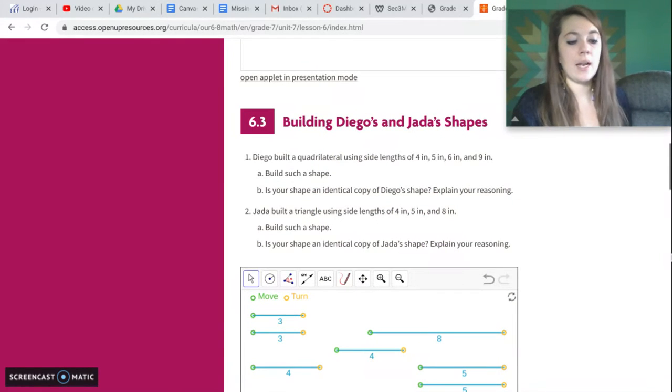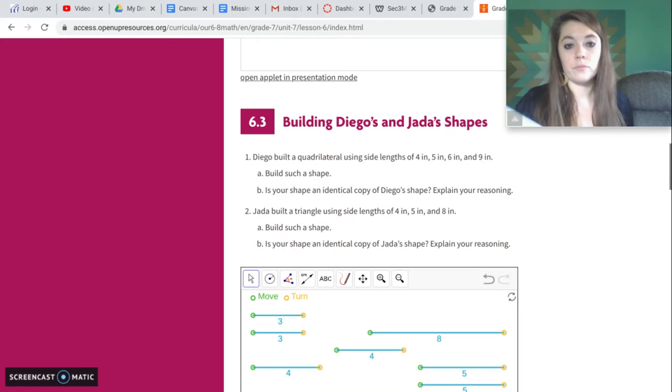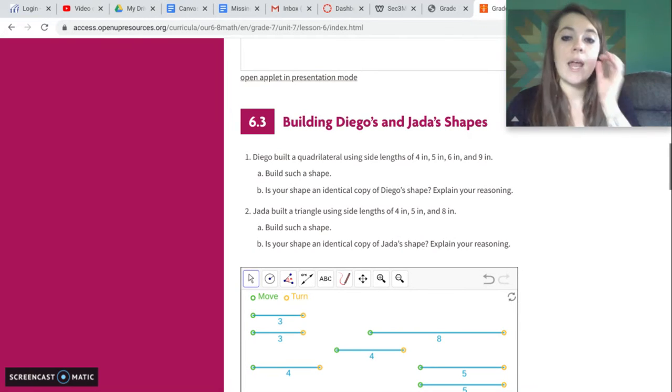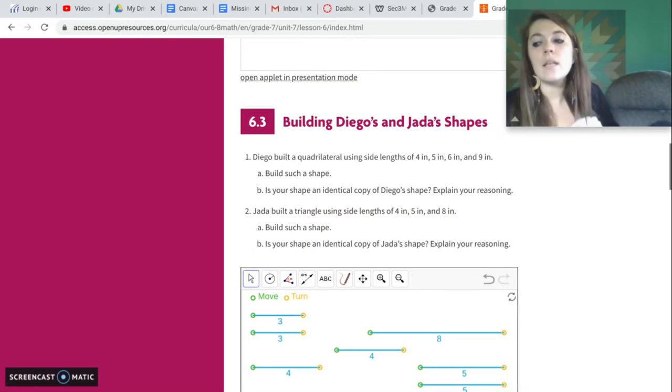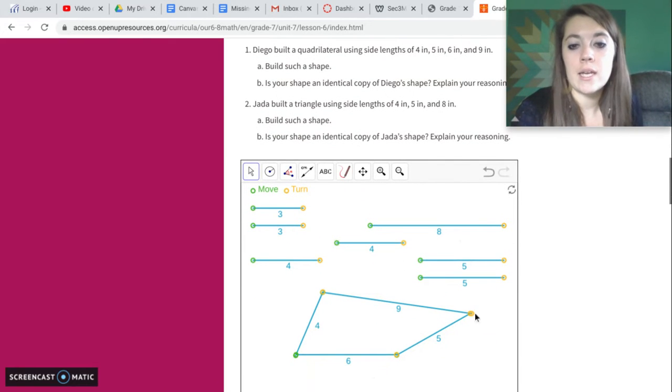Now we're going to look at lesson 6. Lesson 6 has to do with building shapes. So building Diego and Jada's shapes. Diego built a quadrilateral using side lengths of 4 inches, 5 inches, 6 inches, and 9 inches. We want to build such a shape. So I went ahead and built this ahead of time. So we've got this shape down here.